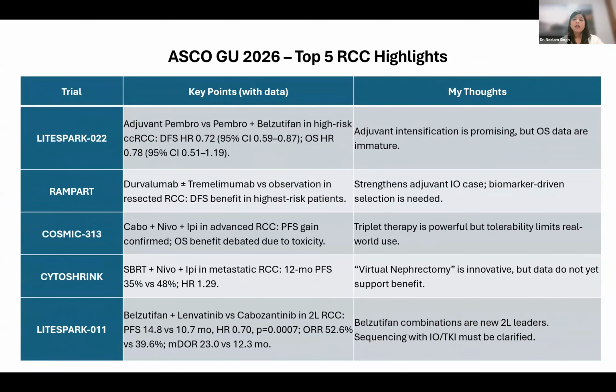Five key abstracts from RCC. LITESPARK-022, as we discussed, is promising, but the OS data are immature. RAMPART strengthens the adjuvant IO case, and biomarker-driven selection is needed. COSMIC-313, the triplet therapy is powerful, but tolerability limits real-world use. CYTO-SHRINK, the virtual nephrectomy, is innovative, but data do not yet support the benefit. And the last, LITESPARK-011: belzutifan combinations are the new second-line leaders, though sequencing must be clarified.